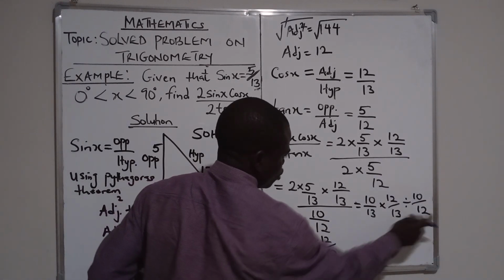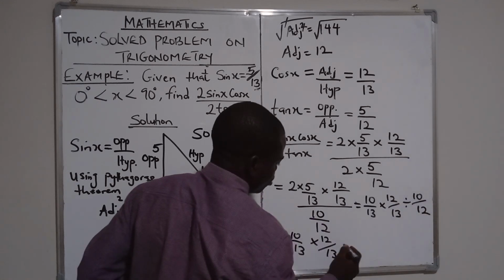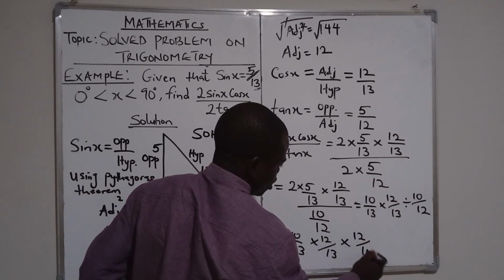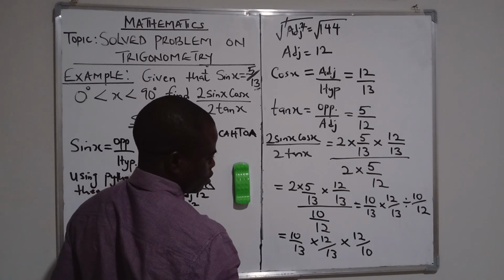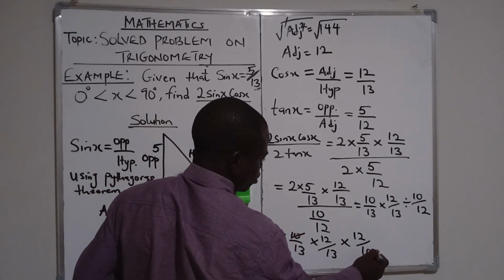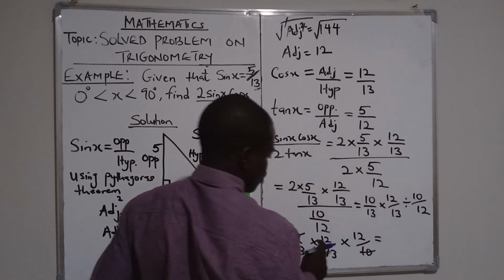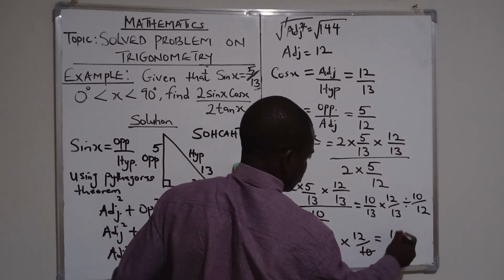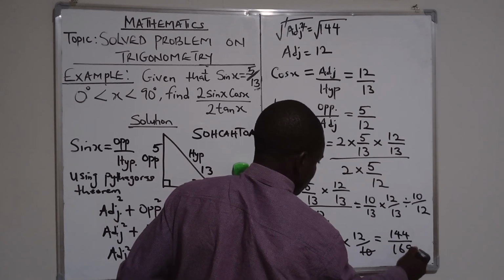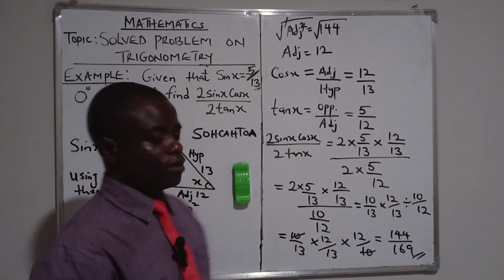Change division to multiplication. 12 will go to the numerator and 10 goes to the denominator, times 12 over 10. Is that okay? Now 10 cancels 10. You are left with 12 times 12, that's 144 over 169. 13 times 13 is 169.